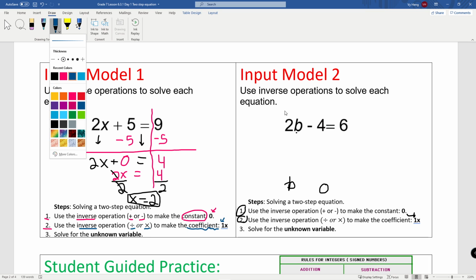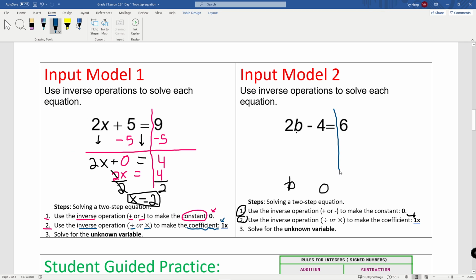So again, let's start with the constants, right? Make this line. And then this is going to be a positive 4. And the reason why is because the inverse operation of a minus is going to be a positive. And then if you do it to one side, you do it to the other side, plus 4. You get a 0 here. 6 plus 4 is 10.